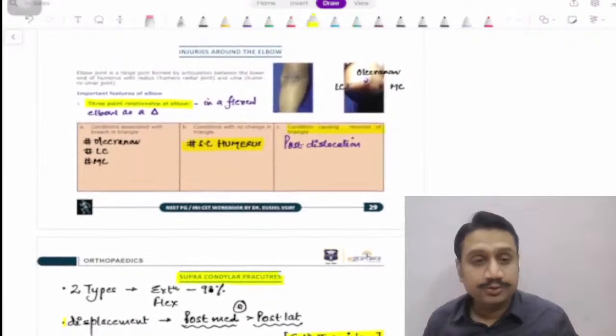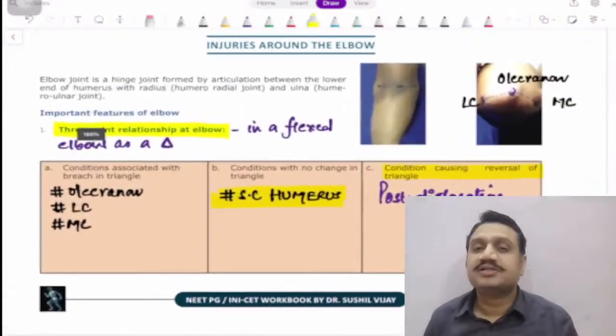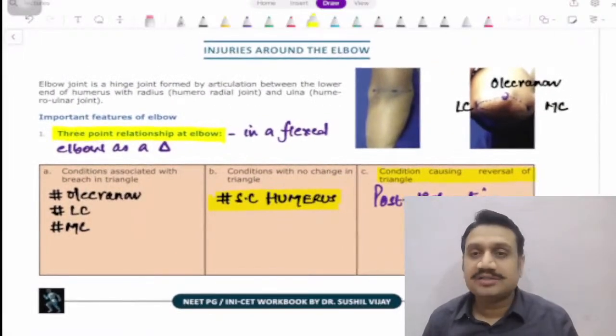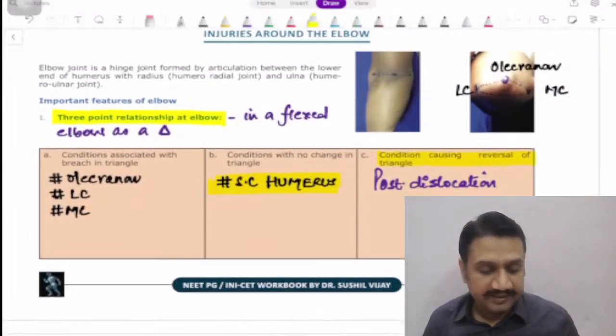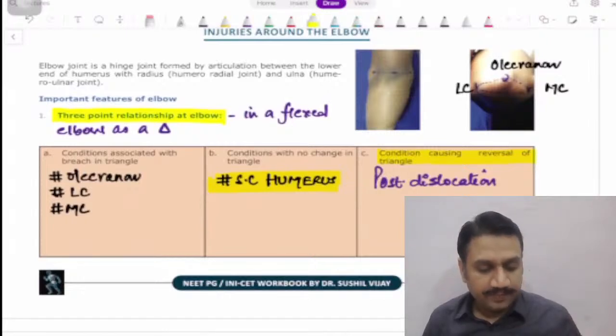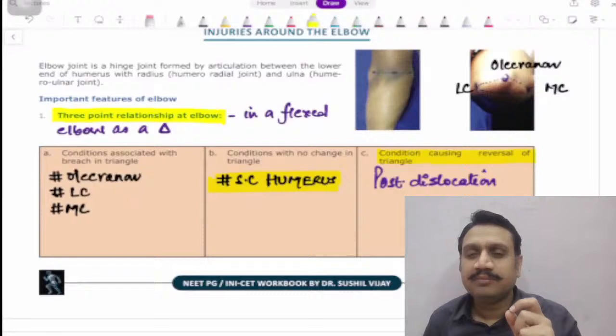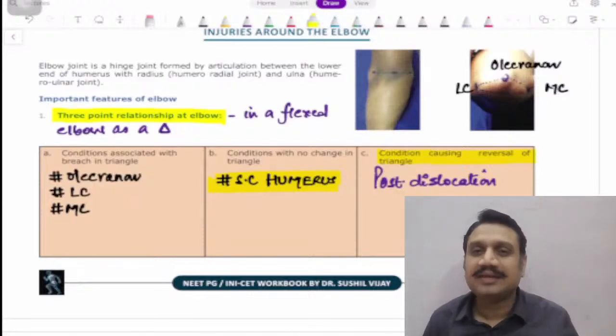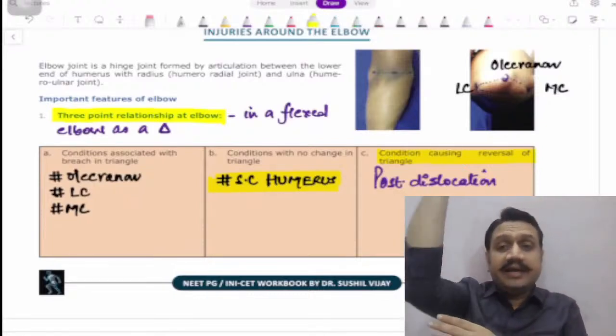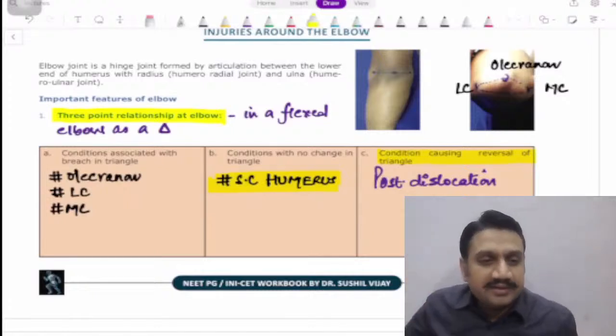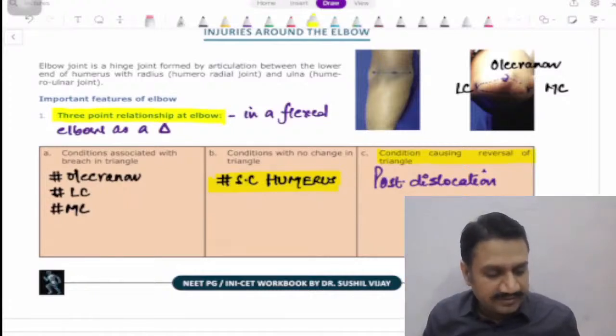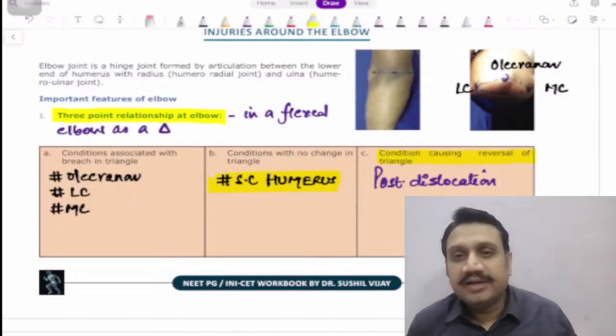This slide I want to show you is about the 3-point relationship in the elbow area. The 3-point relationship in the elbow is basically seen in a flexed elbow. So in the flexed elbow, how do we see this? You can see them in the manner of a triangle. In the extended elbow, all the 3 points lie in a straight line.